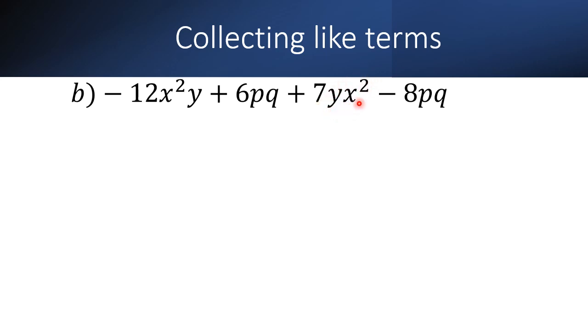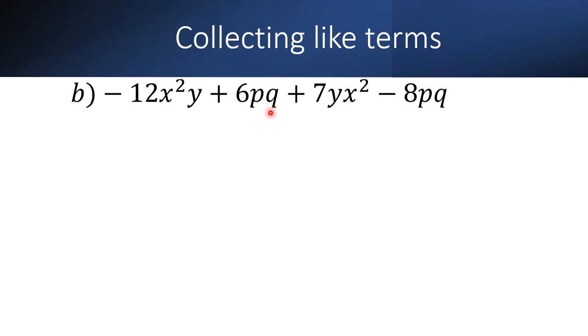But notice the order in which the factors are written. The order is not correct. Why is it not correct? Because we always write our expressions in alphabetical order as well as in descending powers of the variable that we're working with. So the two are like terms, negative 12x squared y and 7yx squared. So they need to be grouped together.